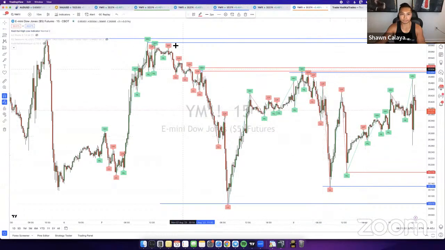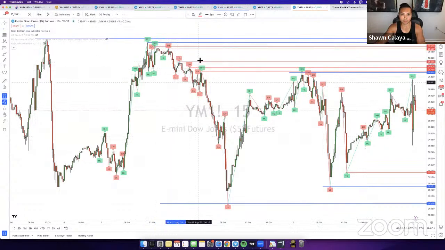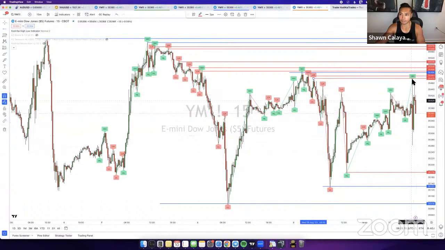So I mean, you got two options. You could either see how I mark up liquidity here and then align them with your own liquidity, or you can just use the high-low indicator. It's probably going to be your best option. So I just want to give you guys a heads up.